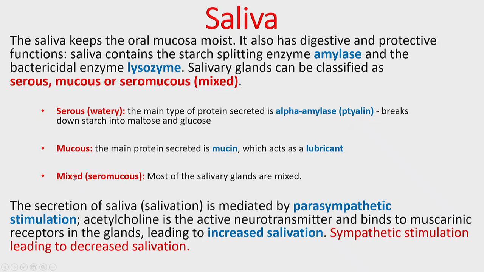They are mixed. As we have mentioned again and again, parasympathetic stimulation is via acetylcholine, the neurotransmitter of the parasympathetic system, which acts on the muscarinic receptors of the gland and increases salivation. Parasympathetic is increasing. And sympathetic stimulation, fight and flight, decreases the salivation.